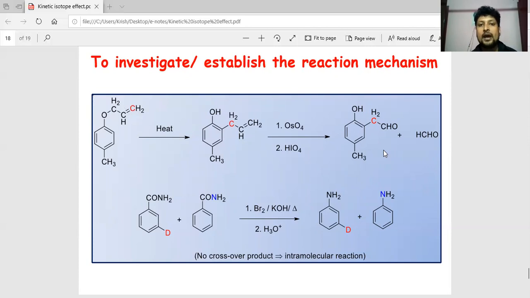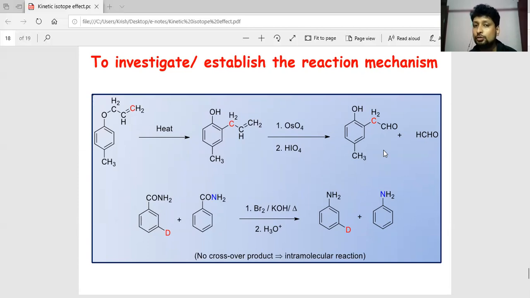Here we all know that an amide on treatment with alkaline bromine followed by acidic workup generates an amine. Now I have taken two different substrates. One has deuterated benzene and the other has a heavier isotope of nitrogen. Both the reactants are in the same vessel and we have performed the reaction. We know that CONH2 will be converted to NH2, but we are not sure whether this labeled nitrogen will be incorporated in the labeled benzene or not. That means whether we will be getting a crossover product or not.